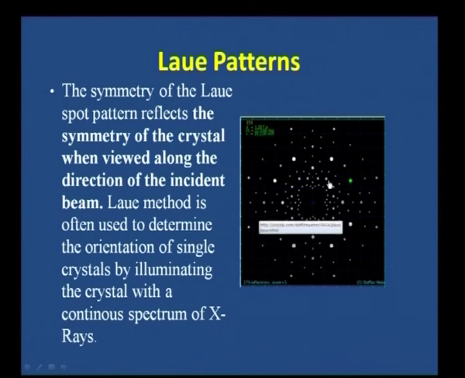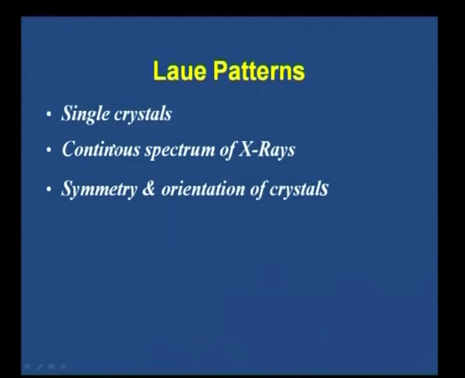Now, from the Laue diffraction pattern, the orientation of the crystal alone can be obtained. It cannot be used for other things like studying the crystal structure and so on. Only the orientation of the crystal can be obtained. So, the two things are the usage of a single crystal and white radiation. In the Laue pattern you make use of single crystals and continuous spectrum X-rays, that is, white radiation or a continuous wavelength. Then the symmetry and orientation of crystals can be obtained.